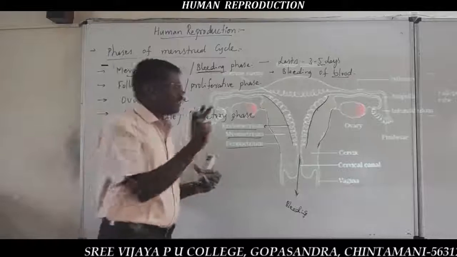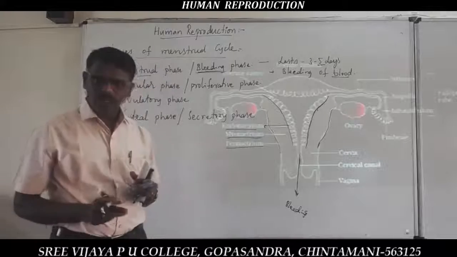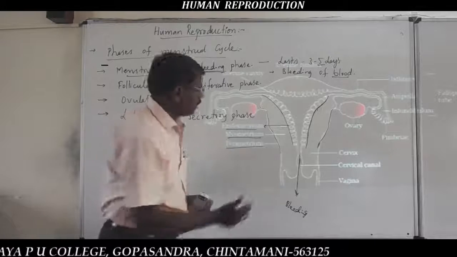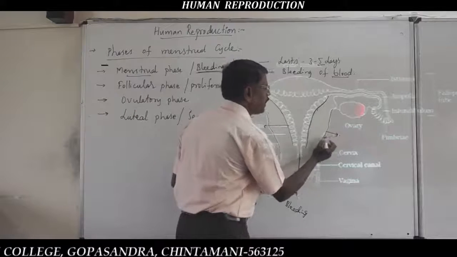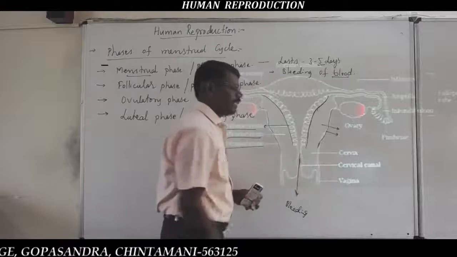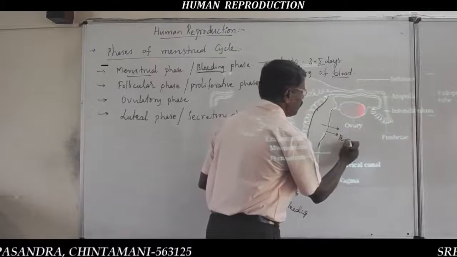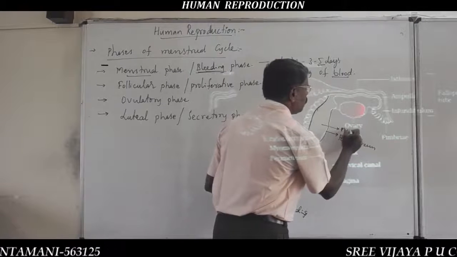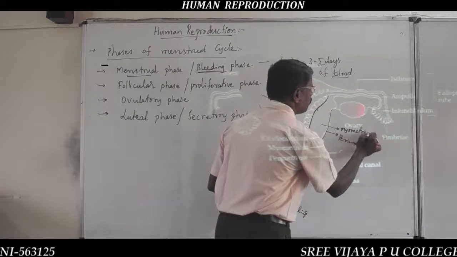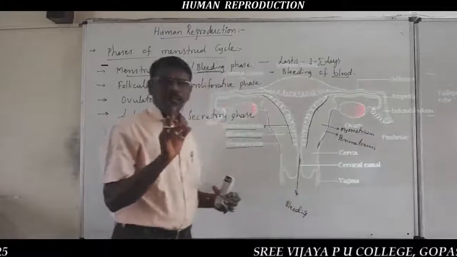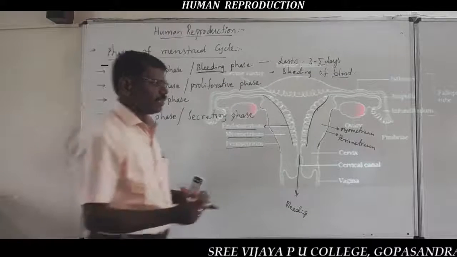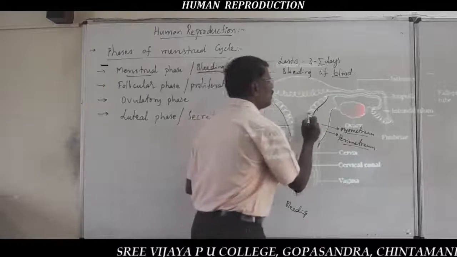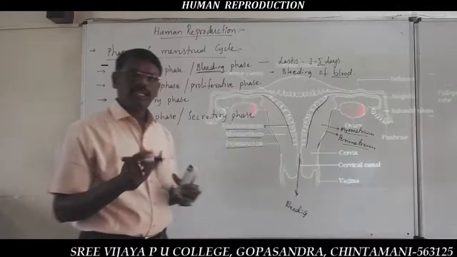So after completion of the menstrual phase, the uterus is covered with only two layers, that is the perimetrium and myometrium. After completion of the menstrual phase, these two layers are present and the endometrium is absent.